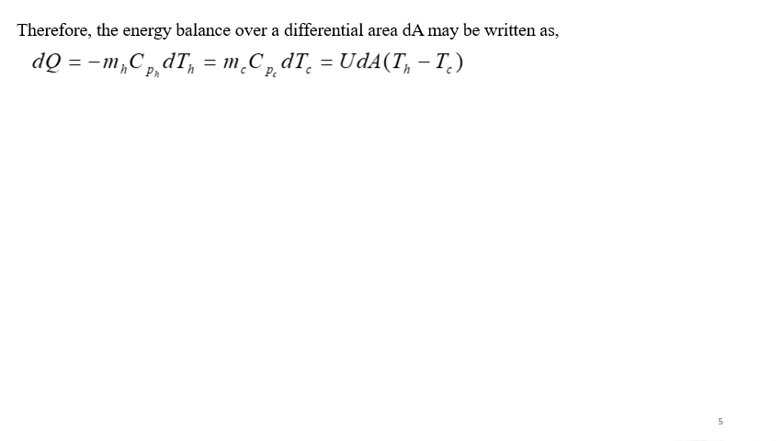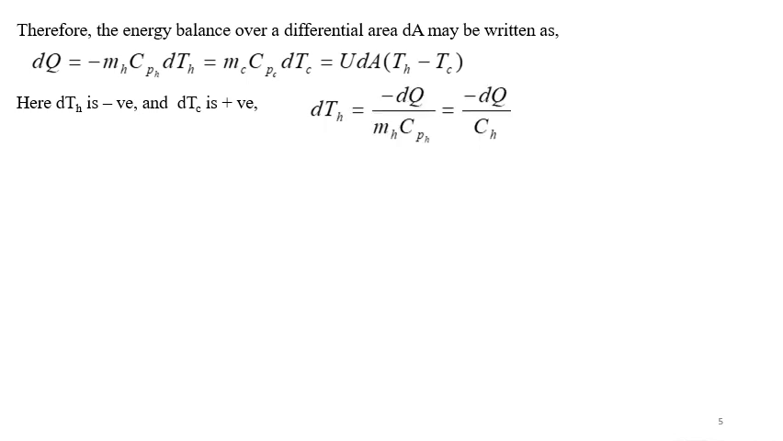So here dt is positive. Okay, so now we can rearrange this equation here. If you consider only this much relation, dTh is equal to minus dq by mh cph, which is equal to minus dq by Ch, where Ch is the hot fluid heat capacity.